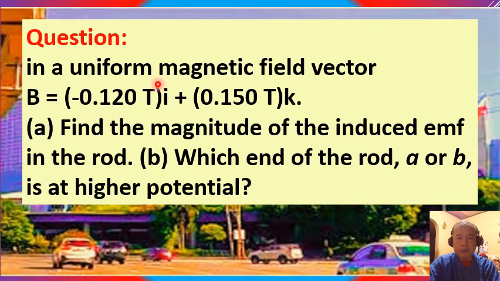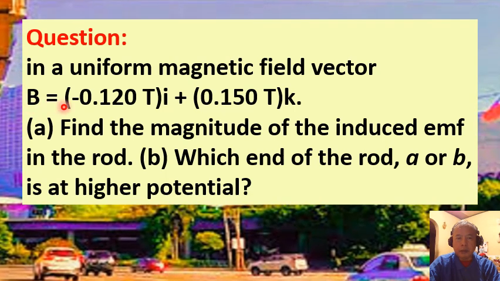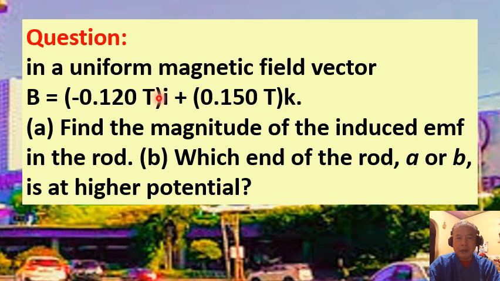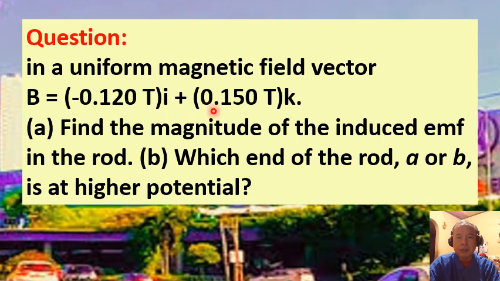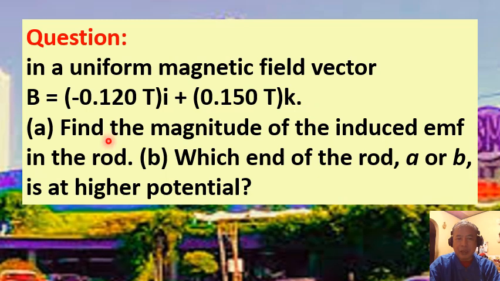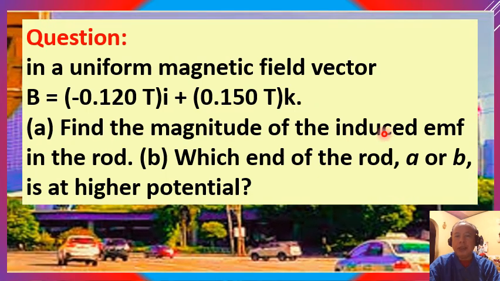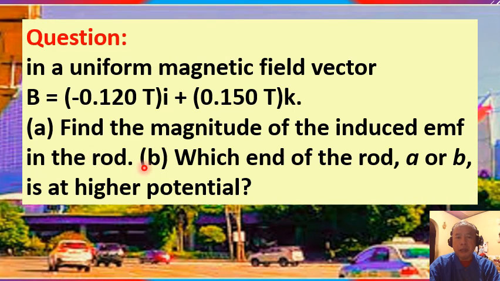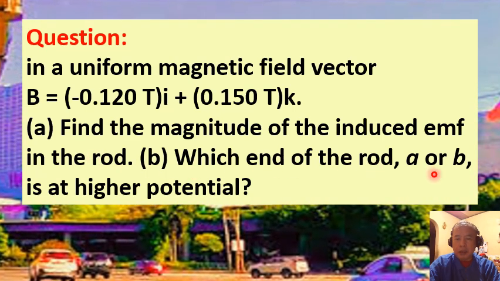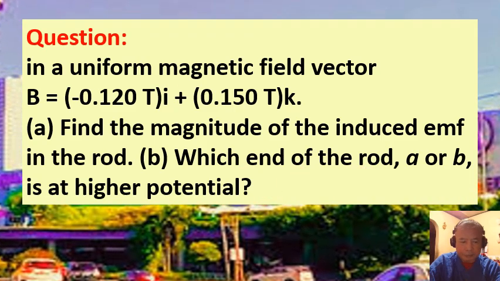In a uniform magnetic field vector B equals (negative 0.120 Tesla) i plus (0.150 Tesla) k. Question letter A: find the magnitude of the induced EMF in the rod. Question letter B: which end of the rod, A or B, is at a higher potential?